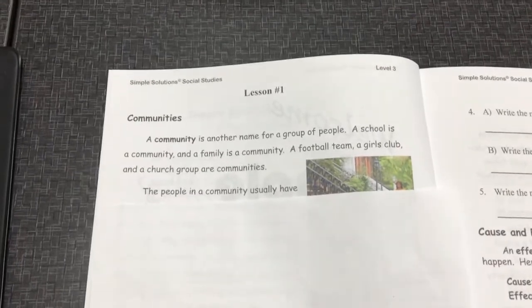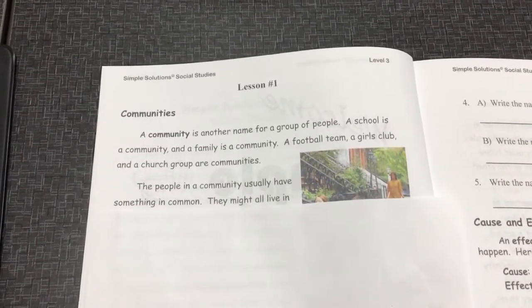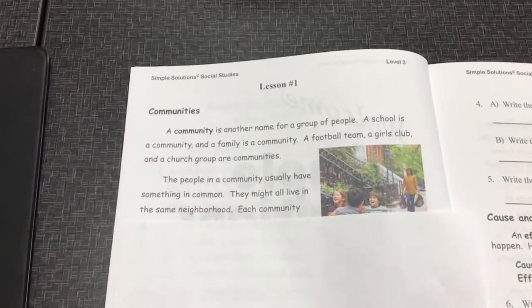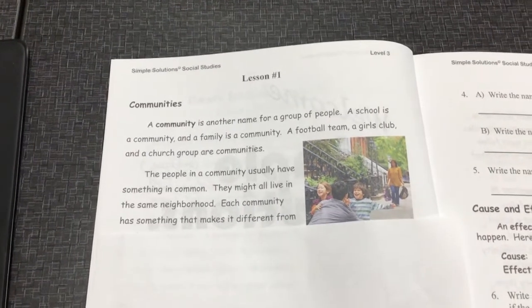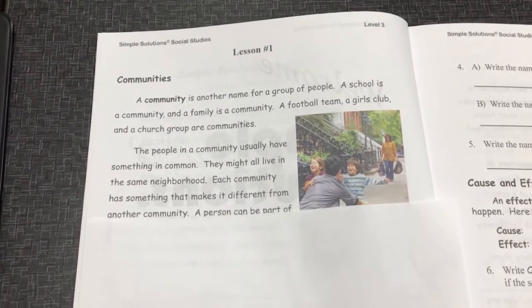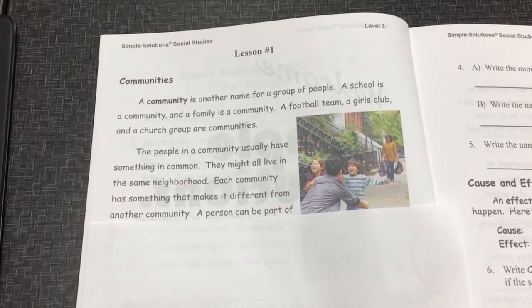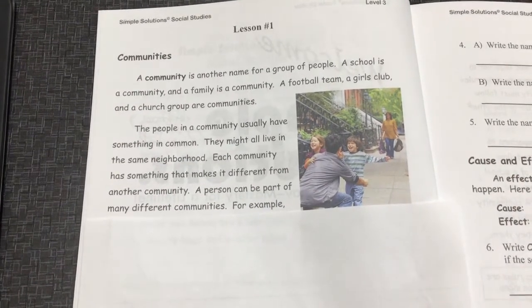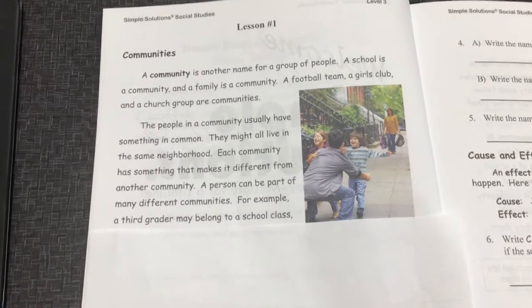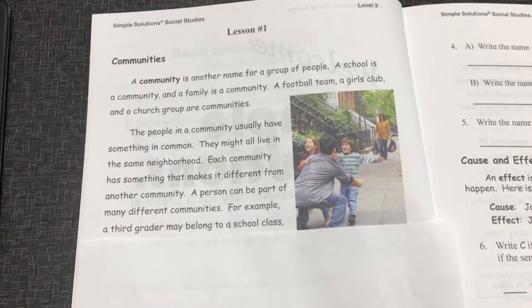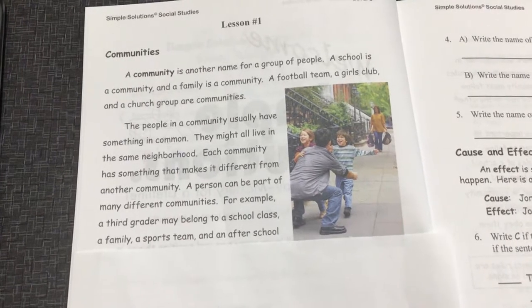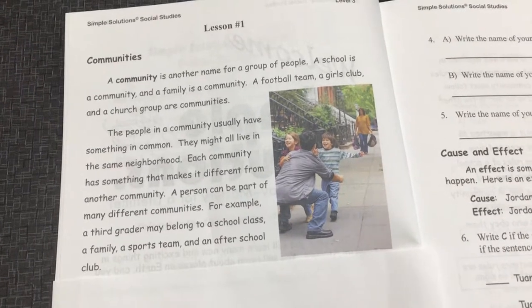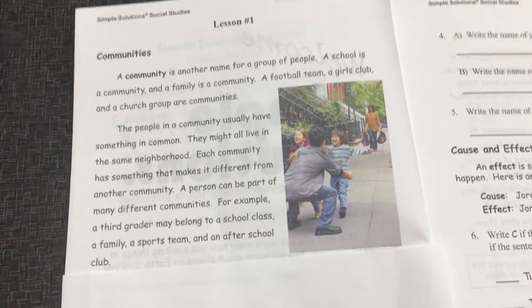The people in a community usually have something in common. They might all live in the same neighborhood. Each community has something that makes it different from another community. A person can be part of many different communities. For example, a 3rd grader may belong to a school class, a family, a sports team, and an after-school club. That's 4 different kinds of communities.